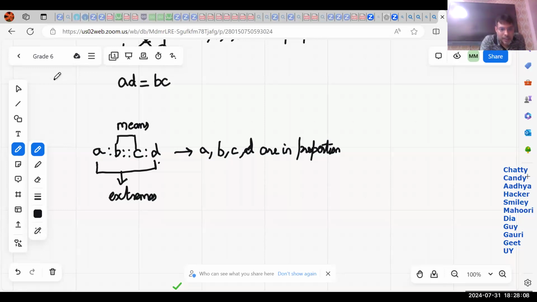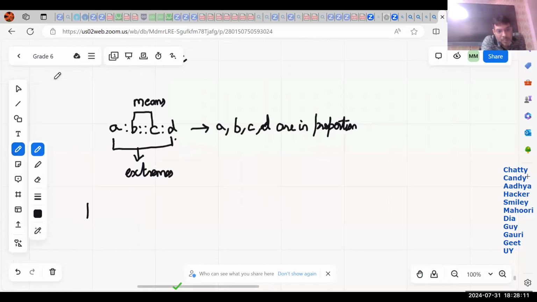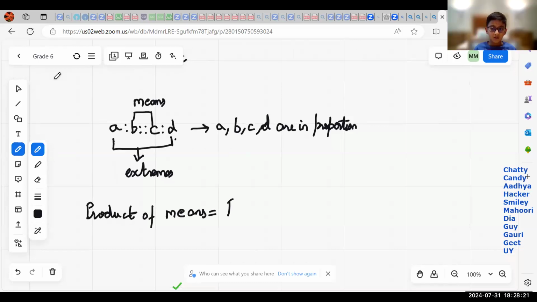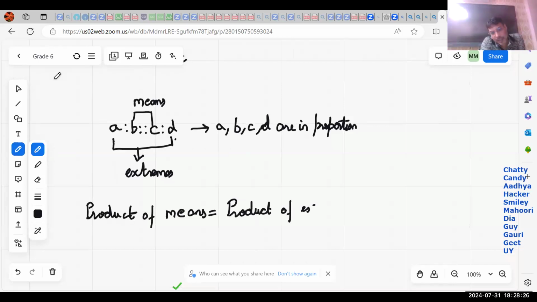So product, then we can write it like this: product of means is equal to product of extremes. So their value is the same. Yes, their product's value is the same. And we have seen this also, AD is equal to BC. I made you write also. So their product values will be the same. So if AD equals BC, then the four terms are in proportion. If the product of means equals product of extremes, then the four terms are in proportion.